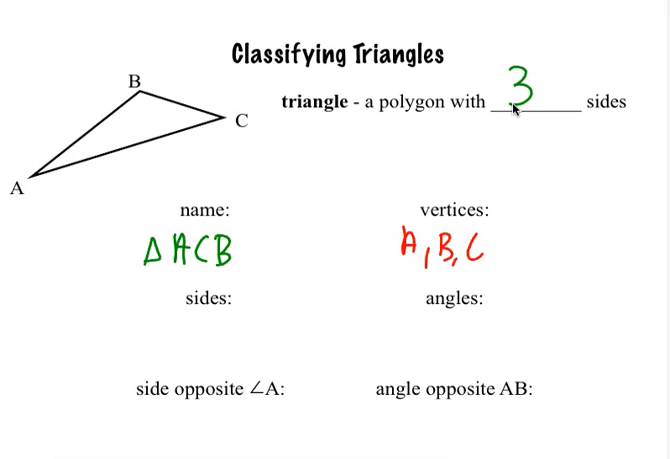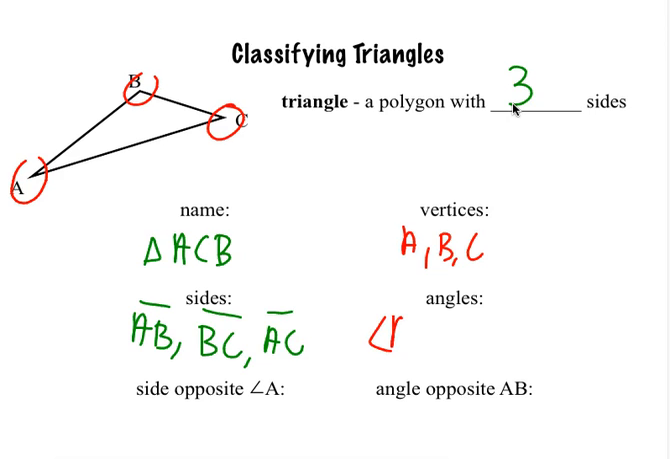Our sides are just segments, so I have segment AB, BC, and AC. And then our angles are just named by our vertices, so angle C, angle B, angle A.